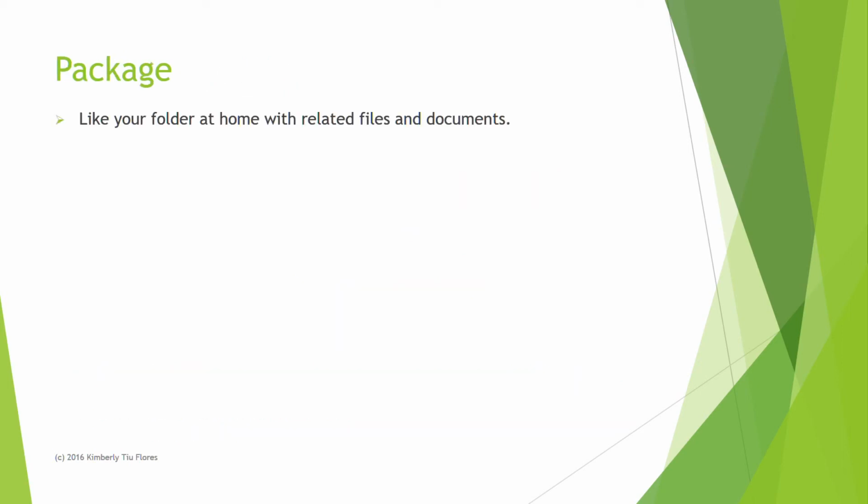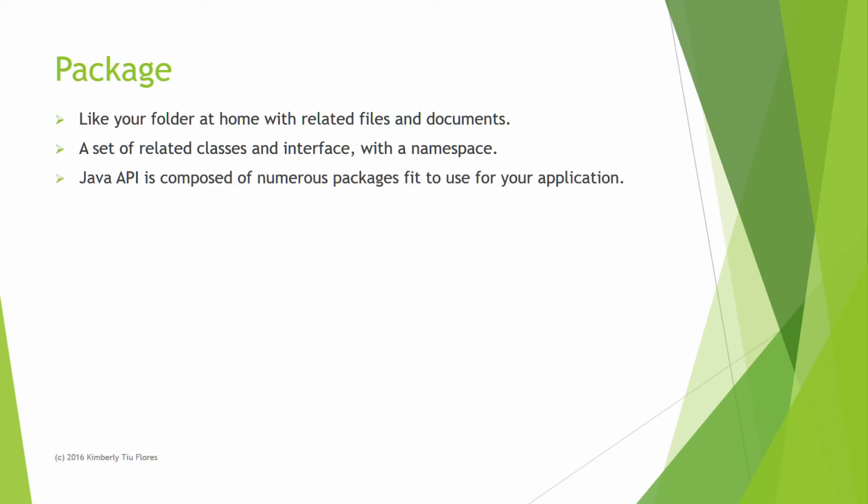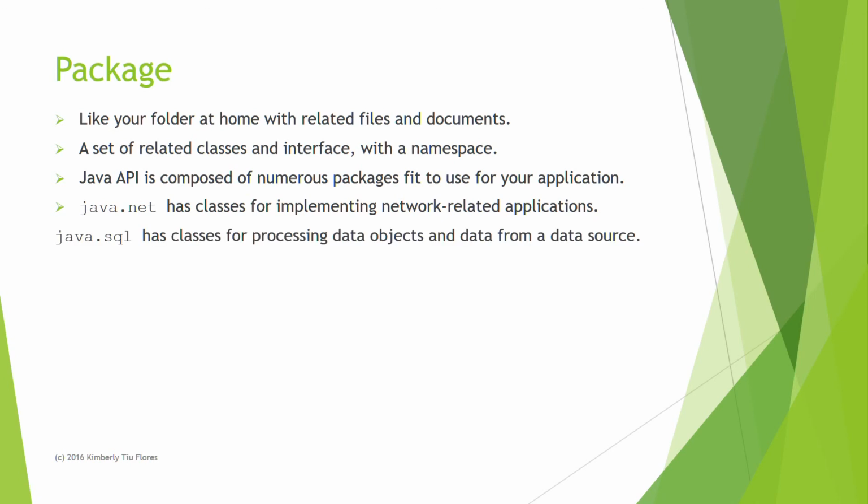What is a package? A package is like a folder at home with related files and documents. In Java, a package is a set of related classes and interfaces with a namespace. The Java API is composed of a variety of packages fit to use for your application. For example, the package java.net has classes for implementing network-related applications. Java.sql has classes for processing data objects and data from a data source, typically a relational database.